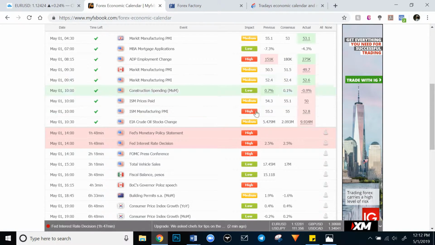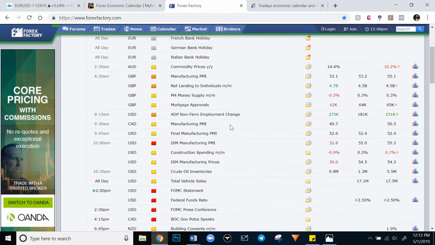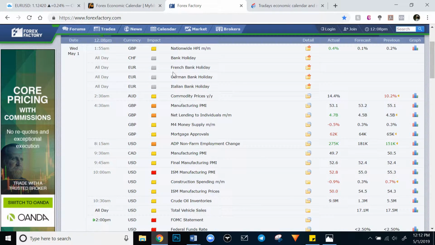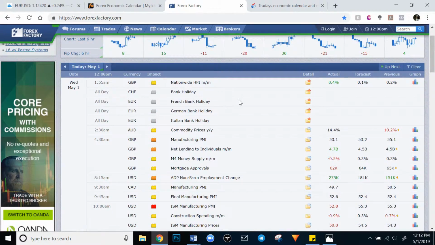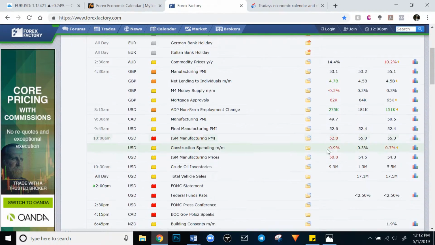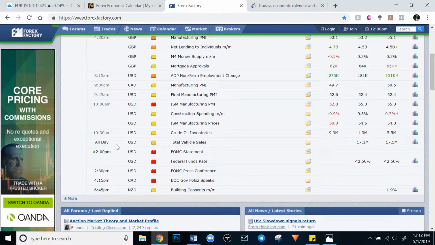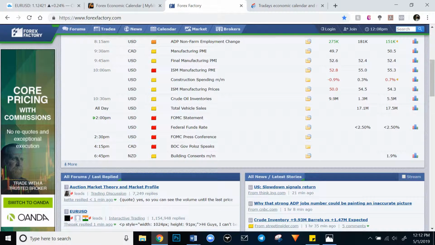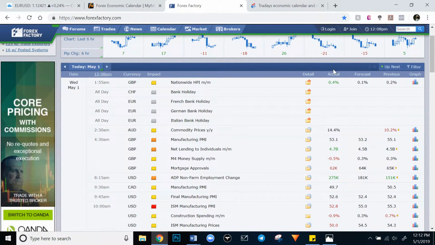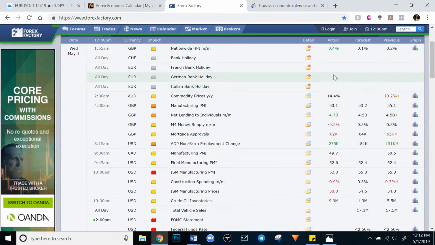Okay, next, this is basically it for the MyFXBook calendar. You head over to Forex Factory, it's really the same thing. They don't highlight it, but they show you what's next with this little green arrow. Okay, same thing. Actual, when it's green, it's better than expected, and what's in forecast is what they predict.